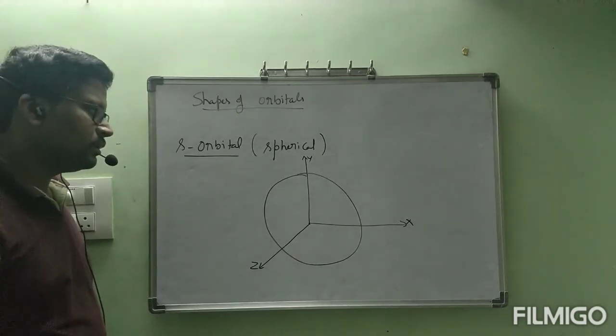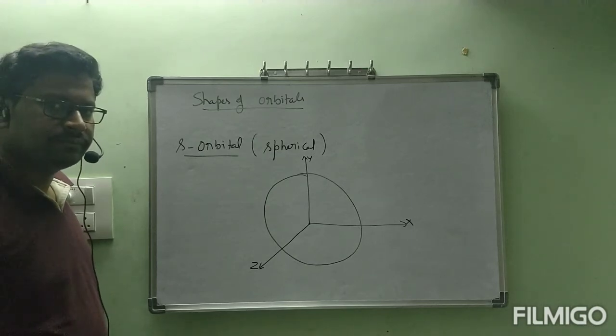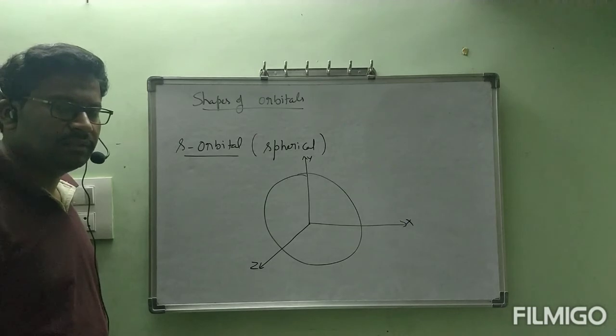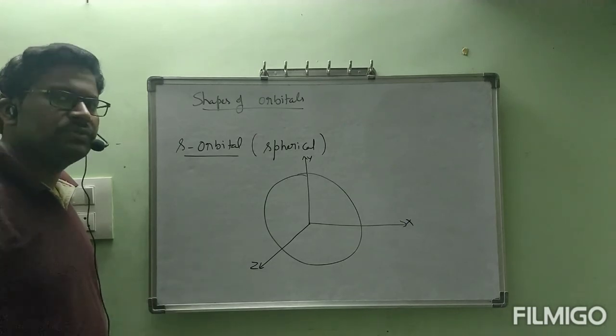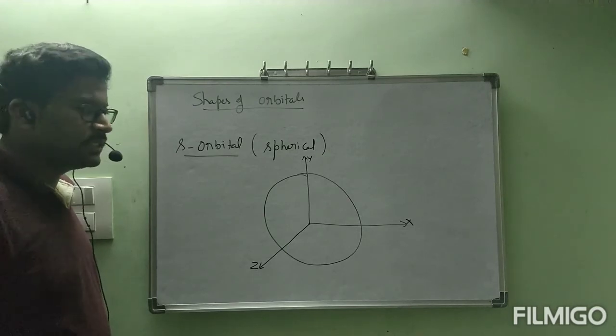In this, the electron might be present everywhere, anywhere. Like a wave, it is revolving around the nucleus. After this, next, P orbitals.